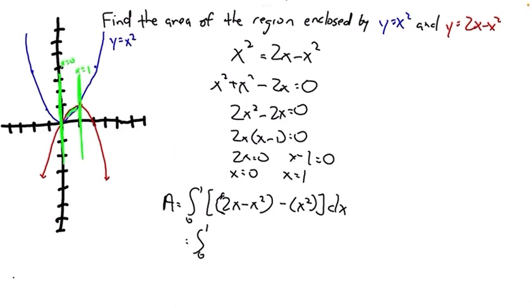Now, when we simplify, that's going to be 2x minus 2x squared. Okay, and now it's time to find the antiderivatives. The antiderivative of 2x is going to be 2x squared over 2, which simplifies to x squared. The antiderivative of 2x squared is 2x cubed over 3.